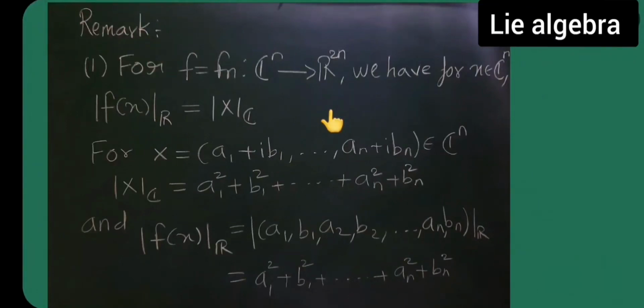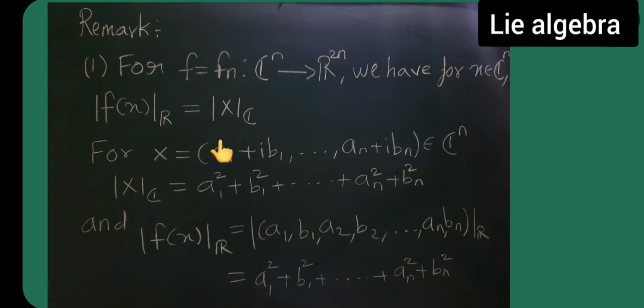This is lecture 16, right? So I will start with a remark. For f equal to f_n, where C^n tends to R^{2n}, we have for x belonging to C^n, the modulus of f(x), or even you can call it the norm, is equal to the norm of x. And C is complex, as you all know.